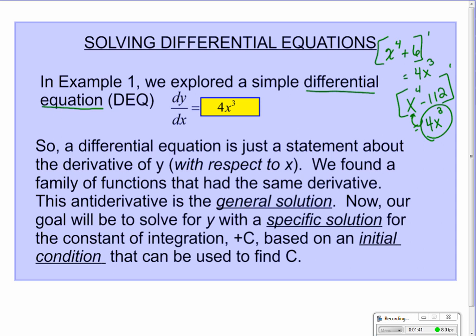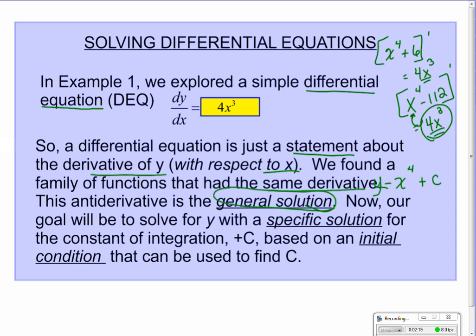Now, a differential equation is just a statement about the derivative of y with respect to x. And we found that there's a whole family of functions that have the same derivative. We found out that there are many things that have this family of, well, 4x to the third is an example. This antiderivative is known as a general solution. When I do the antiderivative of this, I'm going to get a general solution that had started with x to the fourth, and then we would have some plus c.